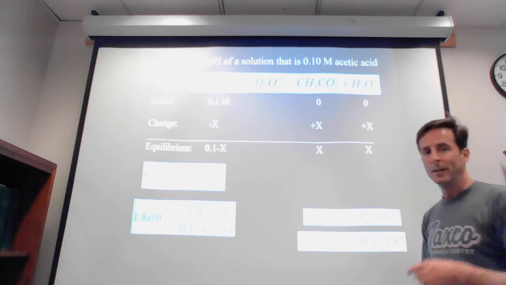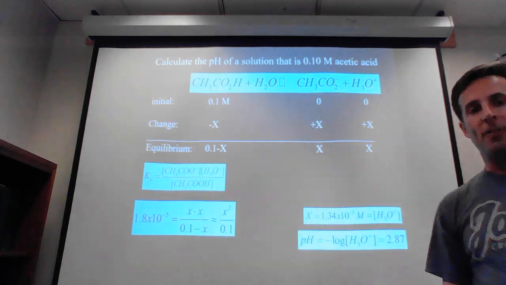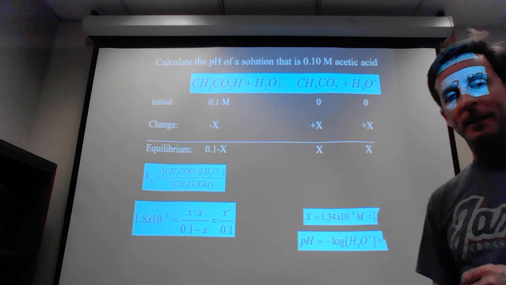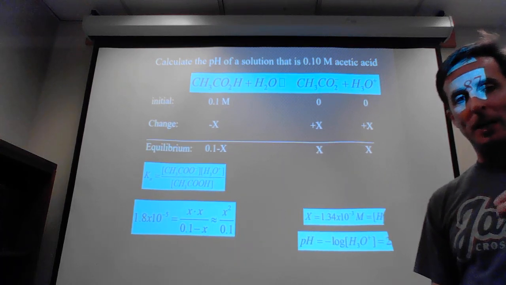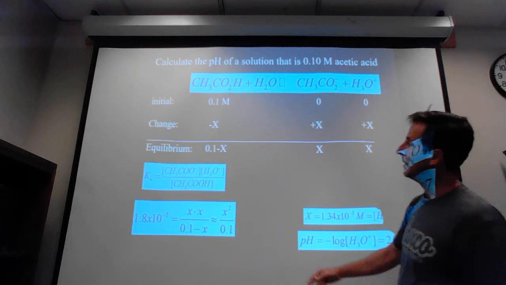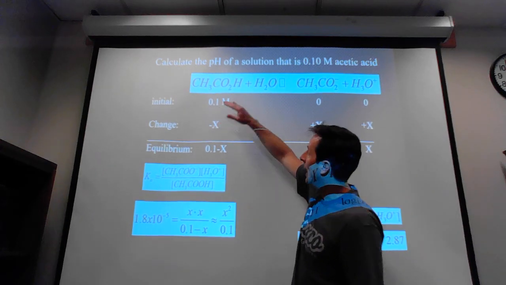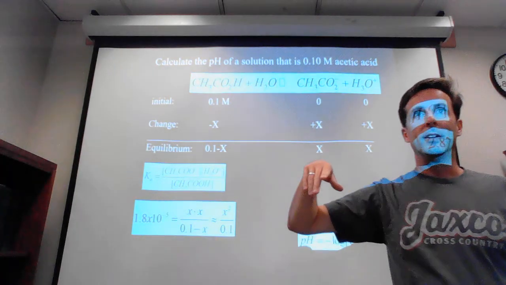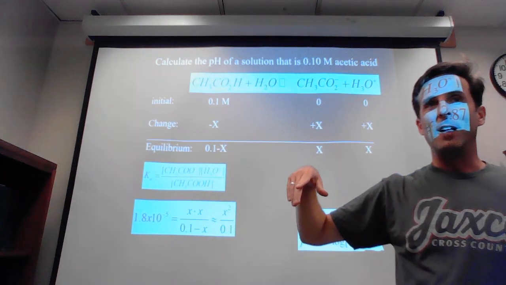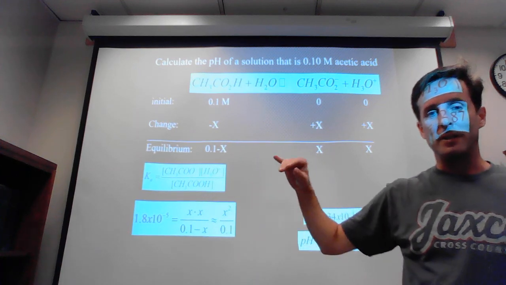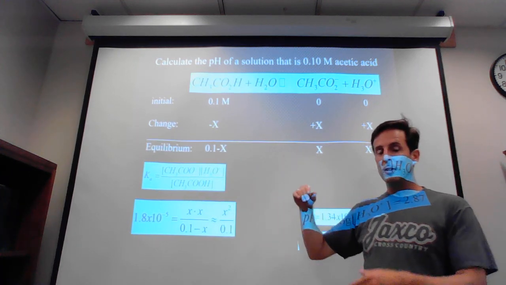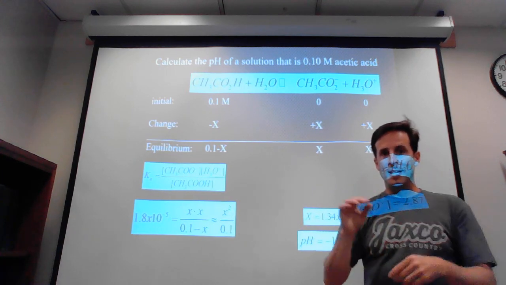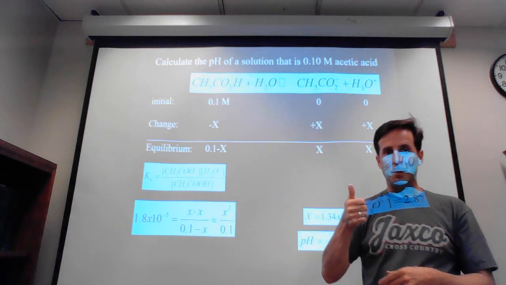If the initial concentration is at least 1,000 times bigger than Ka, then we're allowed to make the assumption. So if I divide 0.1 by 1.8 times 10 to the minus 5, I think you find that it's like 5,555. So initial concentration divided by Ka, if that ratio is at least 1,000, then you can make the assumption.